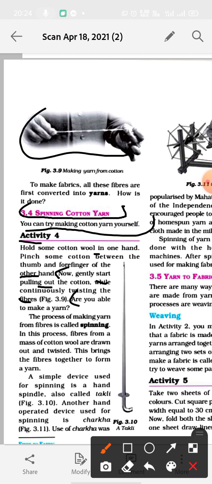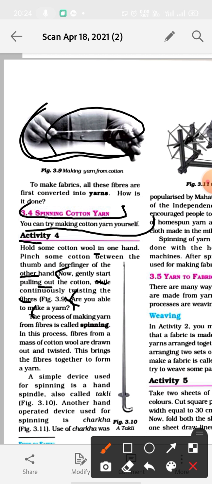Are you able to make a yarn? We have to see figure 3.9. See, this is figure 3.9. Yes, so this is yarn. Try to do this activity at your home.